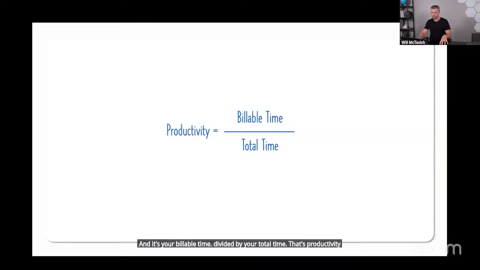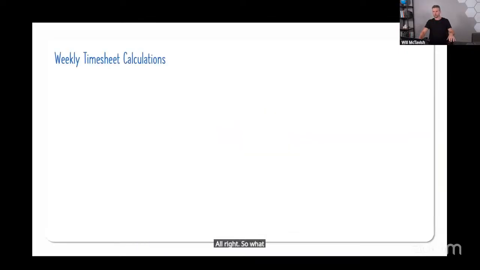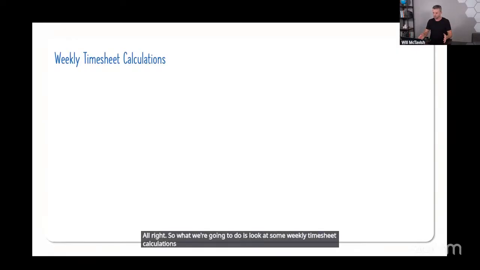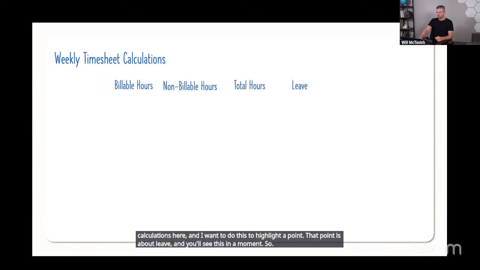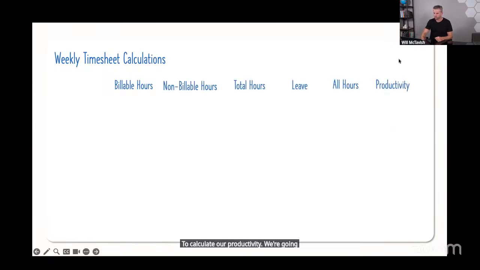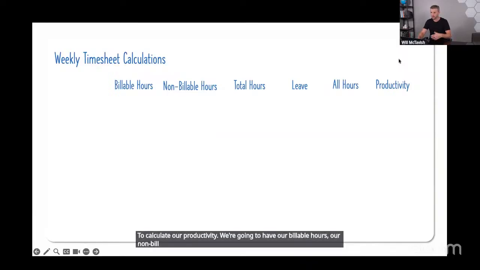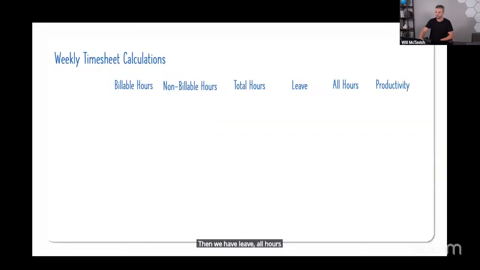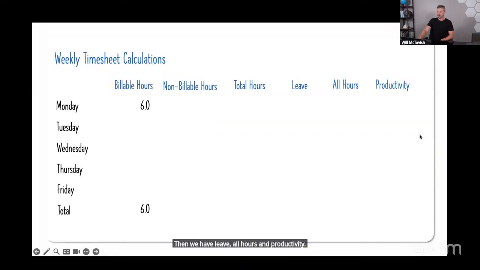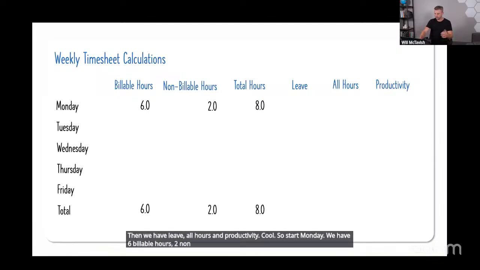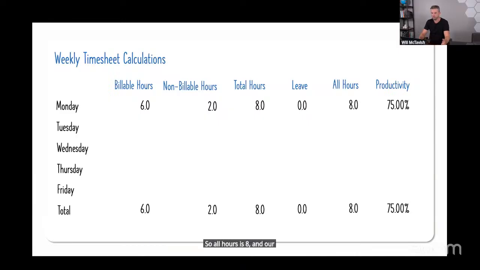That's productivity. So what we're going to do is look at some weekly timesheet calculations here, and I want to do this to highlight a point. That point is about leave, and you'll see this in a moment. To calculate our productivity, we're going to have our billable hours, our non-billable hours, which is our internal or non-client hours. Then we have our total hours, which are these two added together. Then we have leave, all hours, and productivity. Let's start Monday. We have 6 billable hours, 2 non-billable hours. So obviously 8 is our total hours. So all hours is 8, and our productivity is 75%.